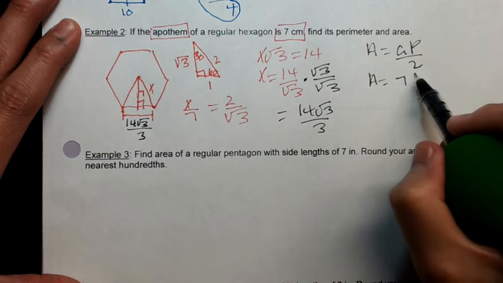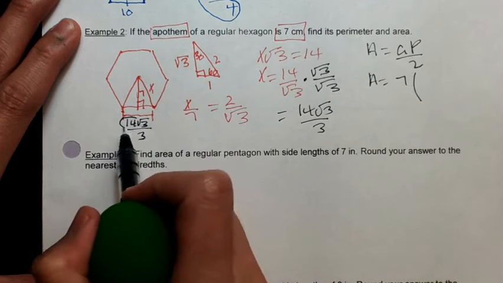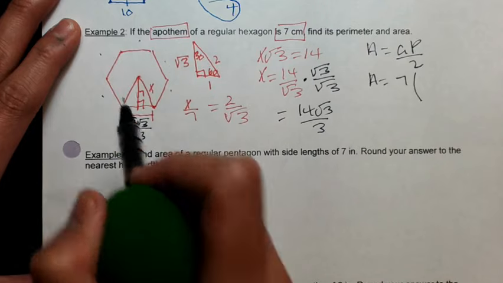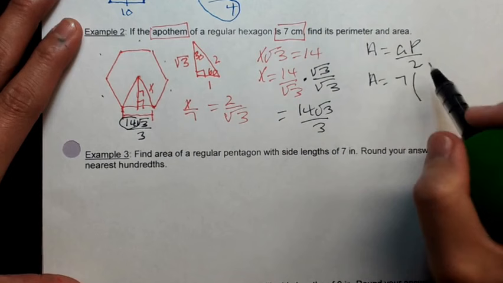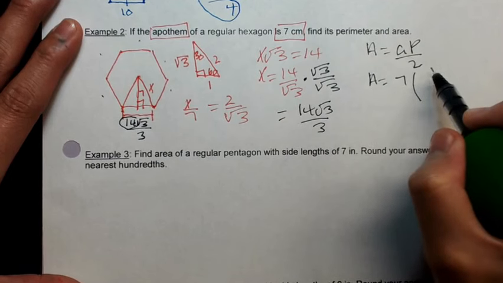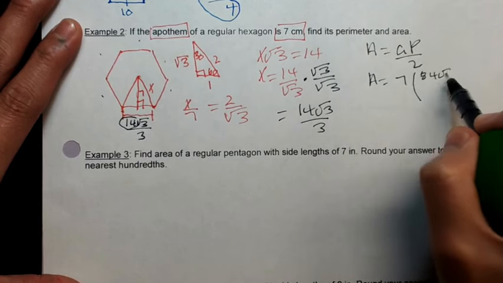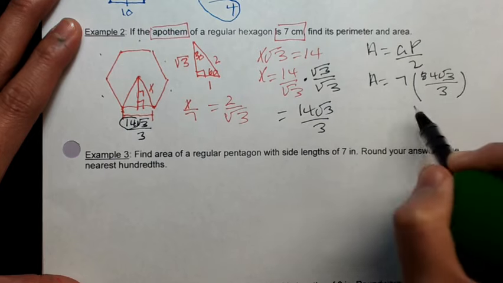Now this is going to get kind of fancy. How many sides do I have in a regular hexagon? Okay, someone type in 14 times 6. 84? Is that right? 84? So 84 radical 3 over 3. All divided by 2.